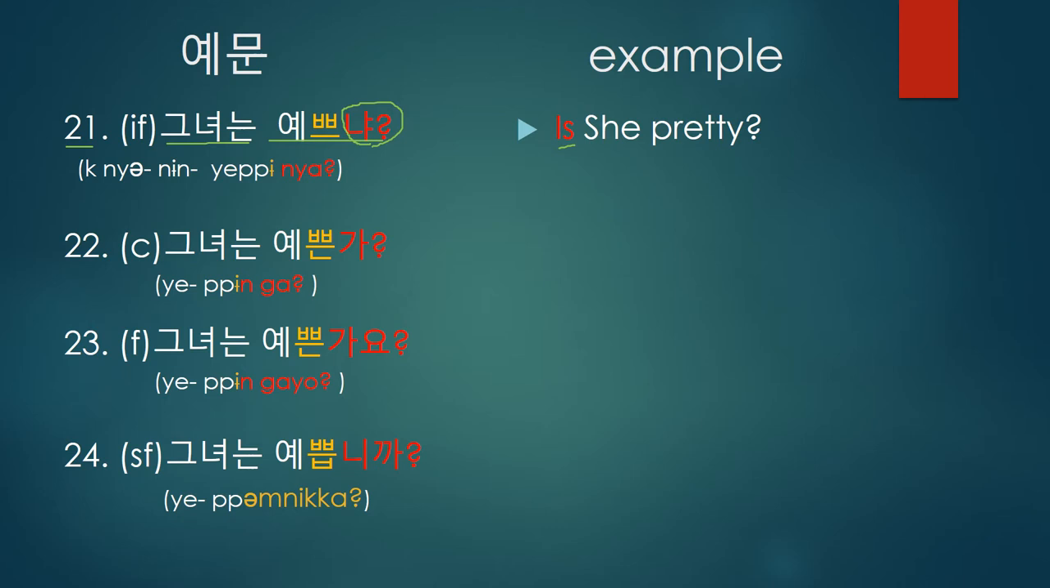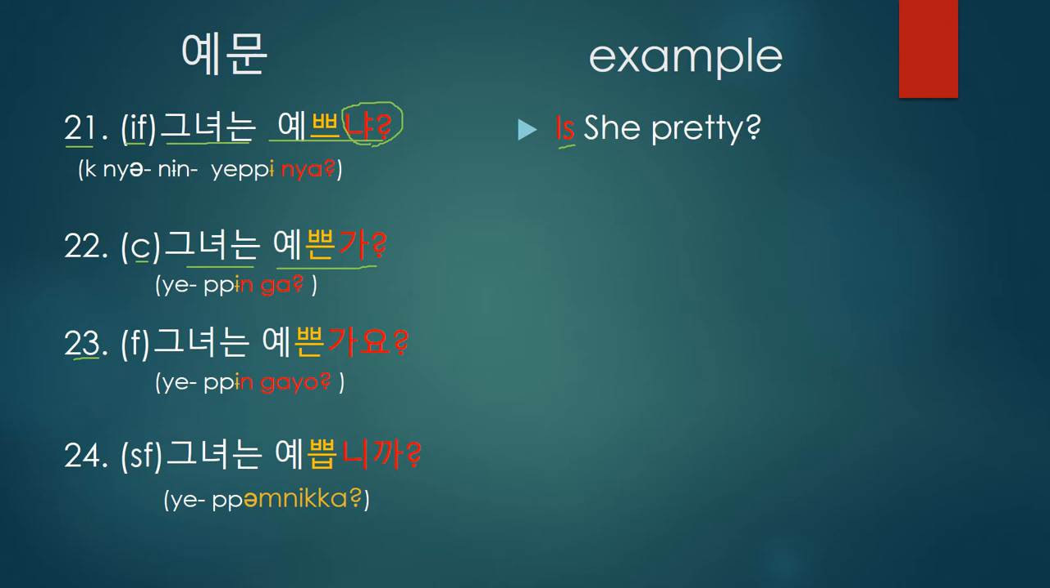Informal, if it means informal. Next, 22 is colloquial, casual form. 그녀는 예쁜가? Is she pretty? It's written form. 그녀는 예쁜가? Is she pretty?